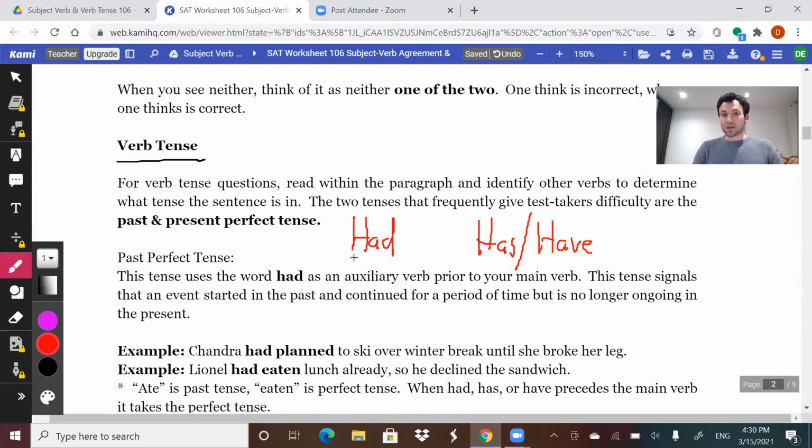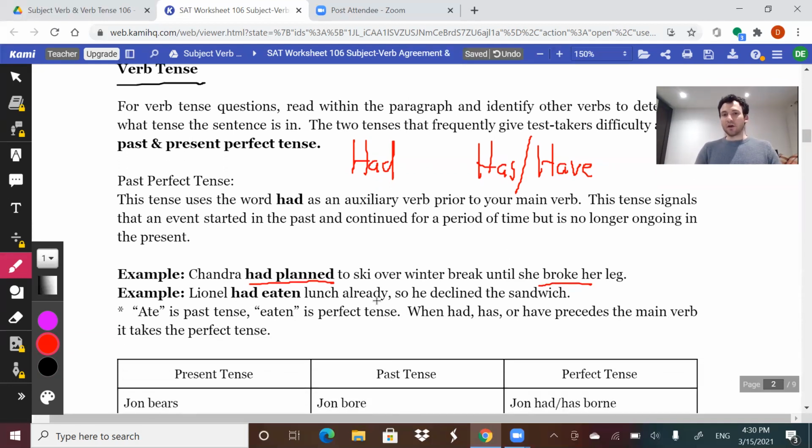Had is past perfect. What does that mean? It means something started in the past, was ongoing in the past, but something else came after it in the past and terminated it before it made it to the present. Here are 2 examples. Sandra had planned to ski over winter break until she broke her leg. So this was ongoing in the past, but something else happens after it in the past, the breaking of the leg, and it doesn't make it to the present. Lionel had eaten lunch already, so he declined the sandwich. So Lionel eating lunch remained continually relevant in the past, and then an action follows it in the past. No longer relevant in the present.